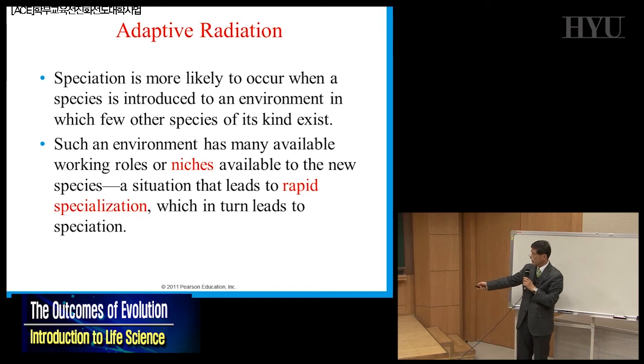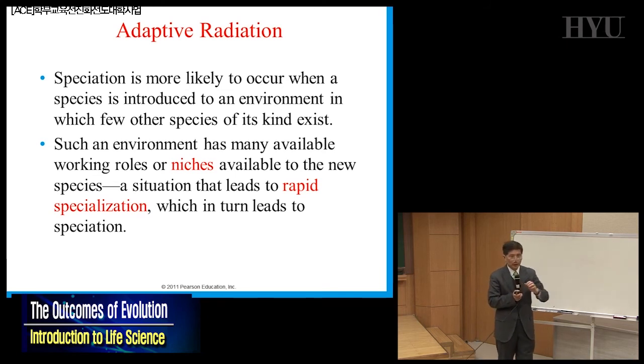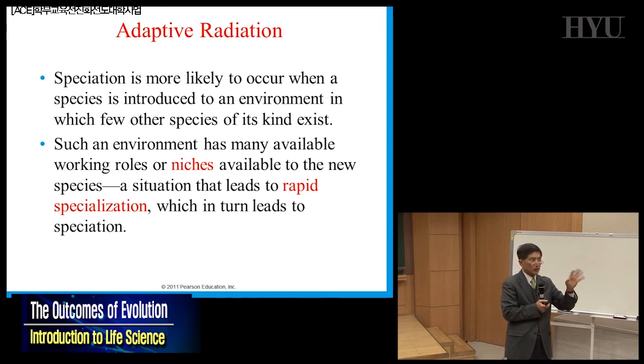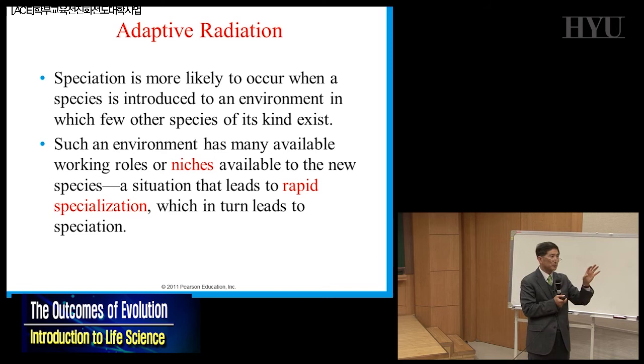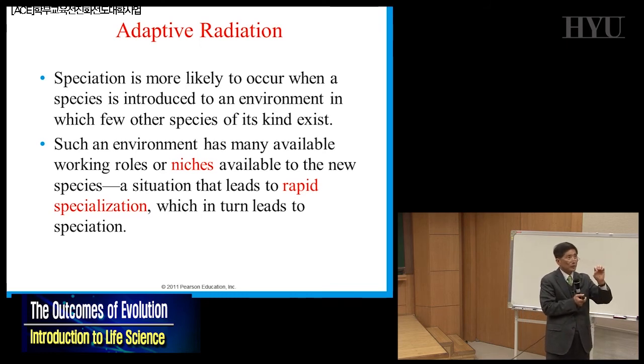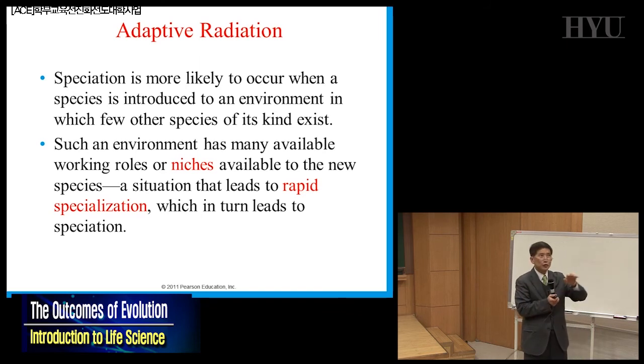So in other words, speciation is more likely to occur when a species is introduced to an environment in which few other species of its kind exist. In other words, there is no competition, then you can thrive. Let's say your job is computer graphics. But if you go to New York City, you will meet thousands of computer graphic designers. Very, very competitive. But if you go to some places where nobody is doing computer graphics, you will get a good job there, right? It's the same thing. If you go to an environment where there is no competition, then you will thrive. Same thing. Species go into new places, and they can become many, many different species because they can populate very fast. What do you call it?